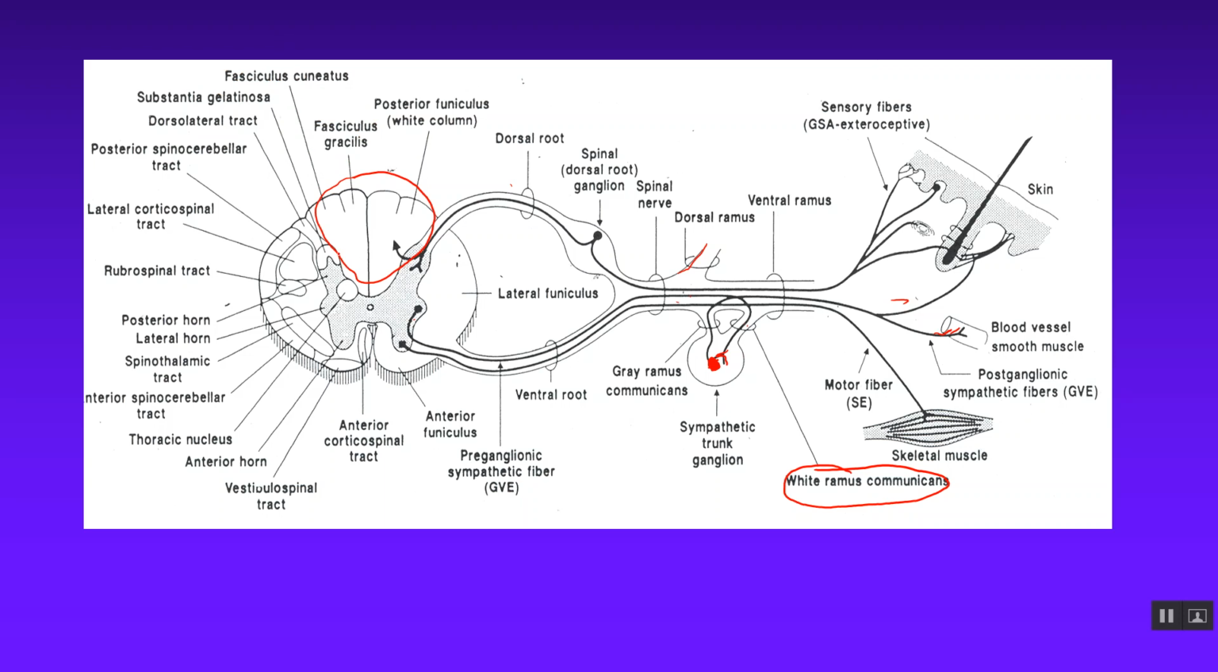But it has all these major structures. It has the substantia gelatinosa here. It's got the spinocerebellar tracts. It's got motor tracts here. It's got everything in here: the spinothalamic tract, more spinocerebellar tracts, the thoracic nucleus or Clarke's nucleus. So it's got a lot of cool information all in one picture.